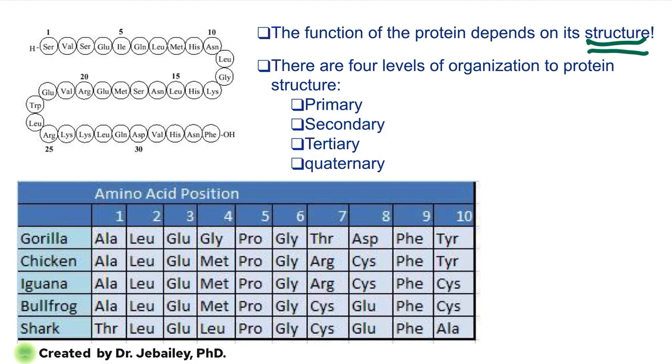So here you can see there are different amino acids, Ser, Val, Ser, Glu. That's a chain of amino acids, and it keeps going, right? That's the long chain. Now, down here, look at this. We have different types of species: gorilla, chicken, iguana, bullfrog, and shark. You can look at the sequence of their amino acids, and you can see that they eventually have differences. Like all of them have ALA, but then we have tyrosine right here, which shark doesn't have. That means the structure of the shark is already changing from the rest.